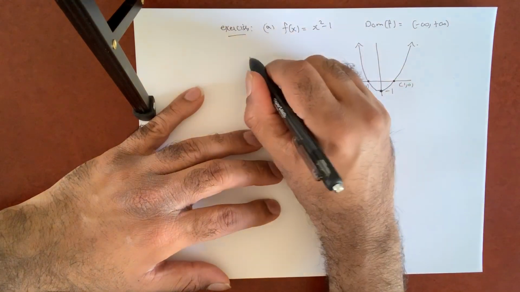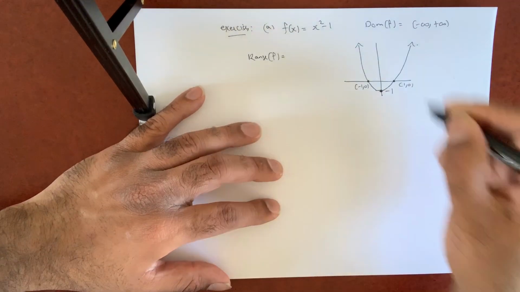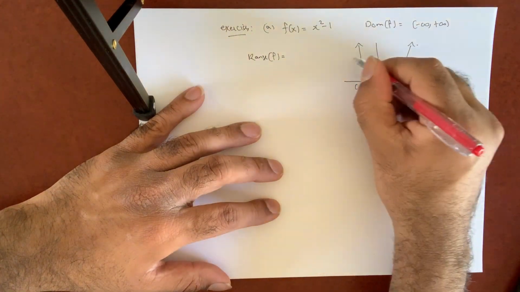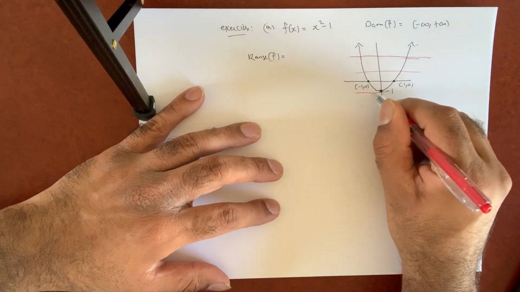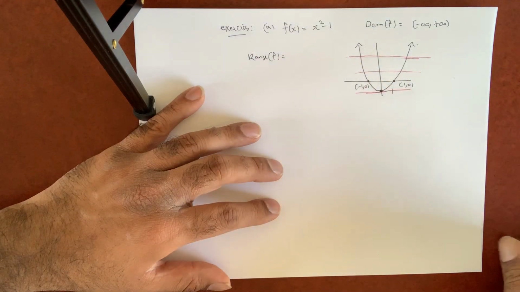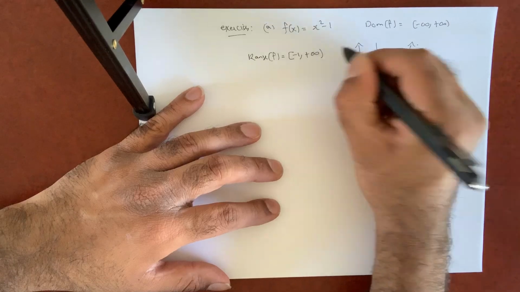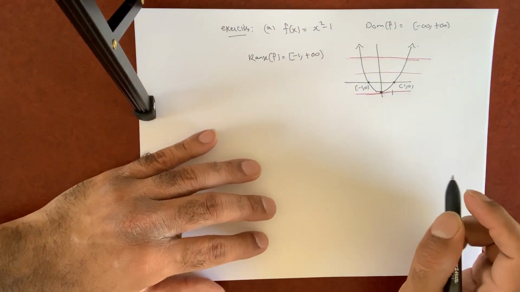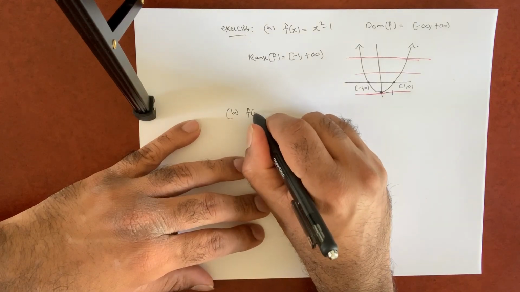And all that's going to happen, well, what y values come from this? Well, any line that crosses all the way down to negative 1. So it's going to be negative 1 and everything above it. So negative 1 to positive infinity is our range for that one. That was the first exercise.